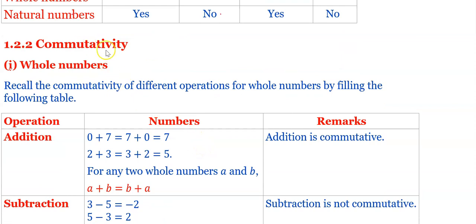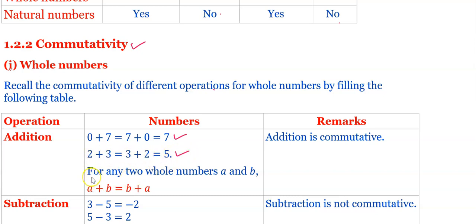Next property, commutative, for the whole numbers. First, the operation addition. If we take the numbers 0 and 7, 0 plus 7 equals 7 plus 0, and that is 7. 2 plus 3 equals 3 plus 2, it's again 5. Both times, 2 plus 3 is 5, and 3 plus 2 is 5.